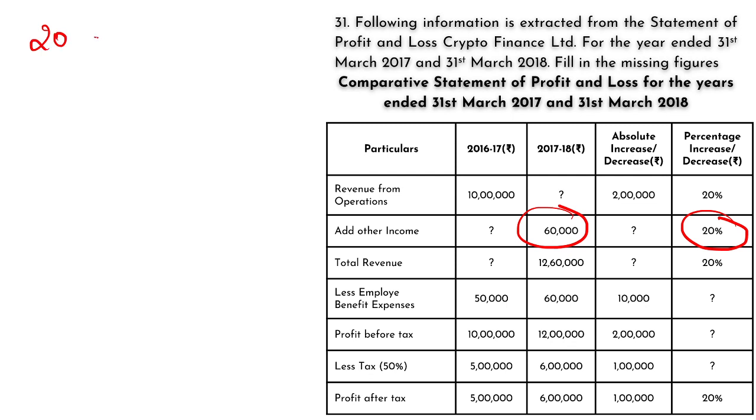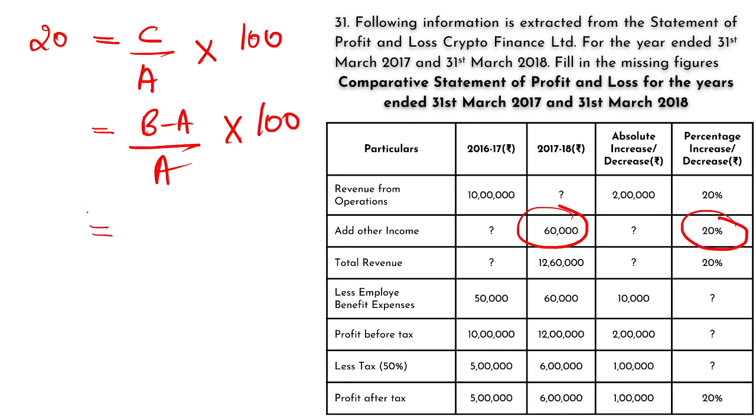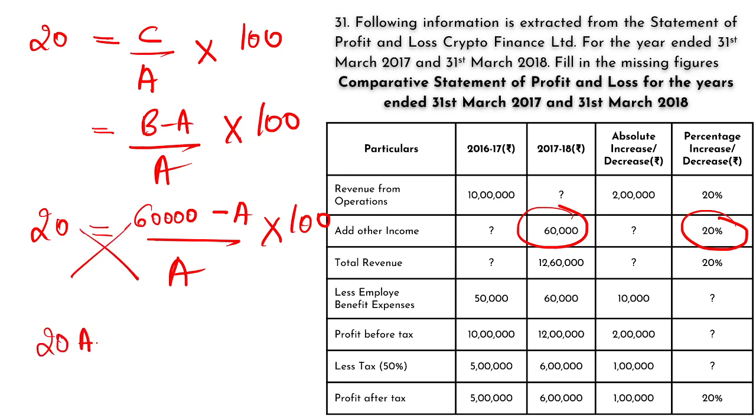Percentage change is given, 20. 20 is equal to C divided by A multiplied by 100. Now C is not given, but we can calculate C as B minus A. The formula of C is B minus A divided by A multiplied by 100. Now B is 60,000, A is not given, multiplied by 100. 20 is this. So now you will cross multiply. 20A is equal to 60,000 minus A, and this 100 will come in the denominator.